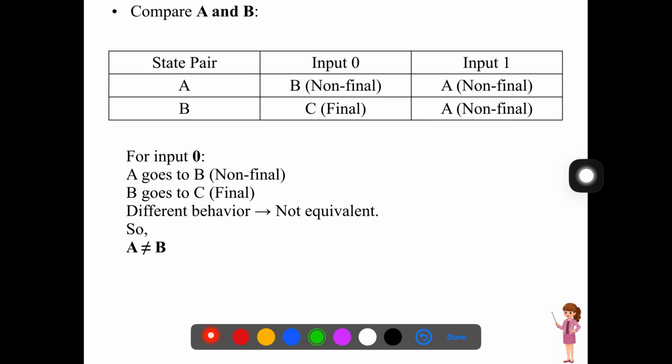Compare A and B. B is a non-final state, and A is also a non-final state. On input 0, A goes to B, and B goes to C. C is a final state. Different behavior, so it is not equivalent. So A is not equal to B. So we are not merging. I hope you guys understood.